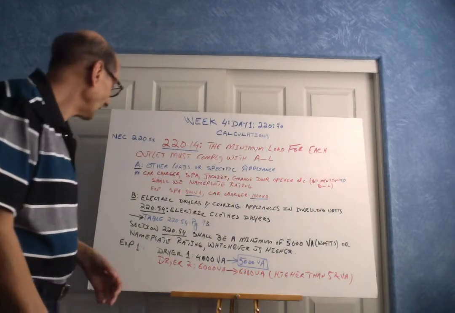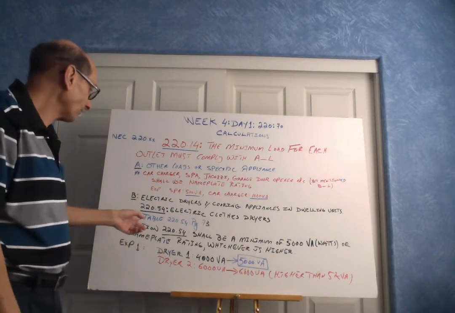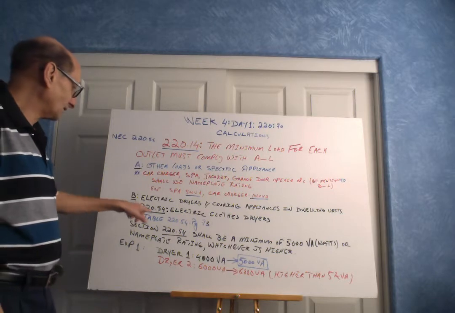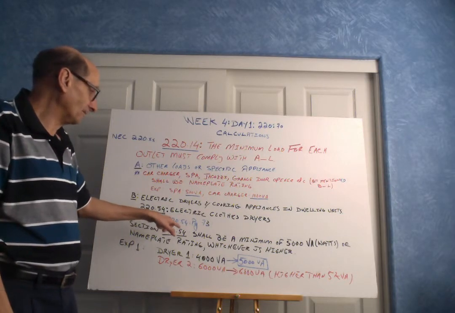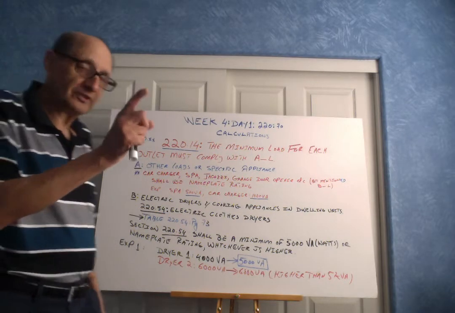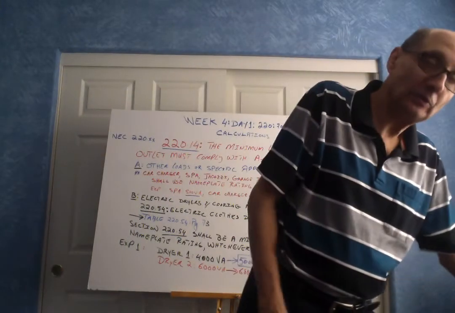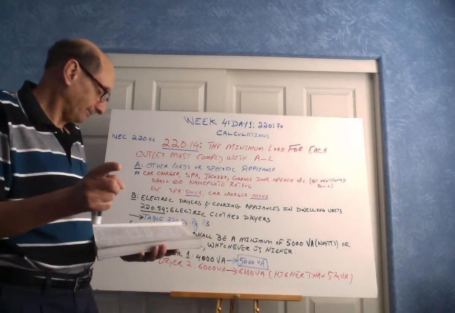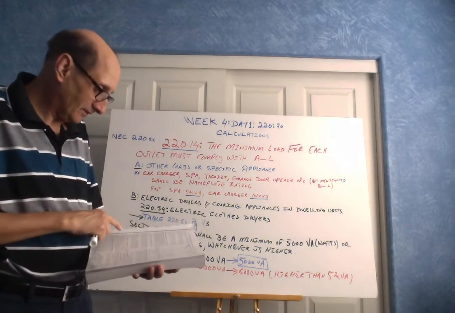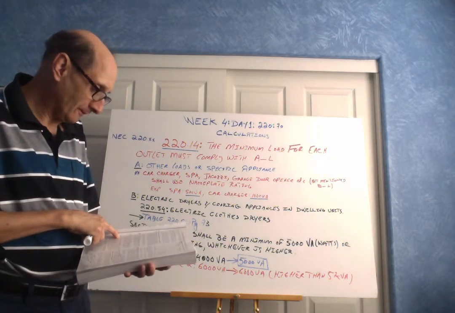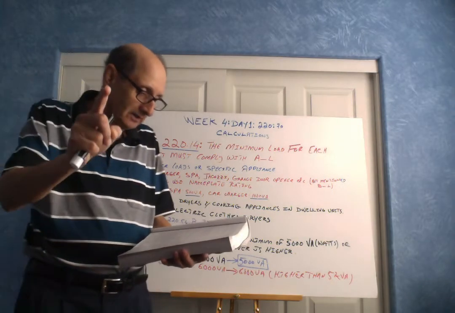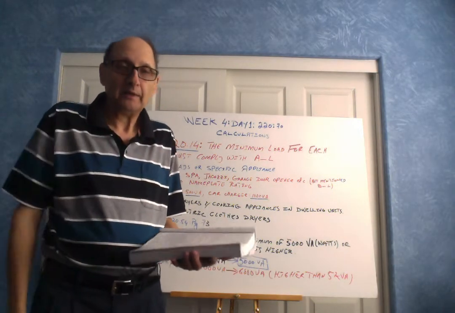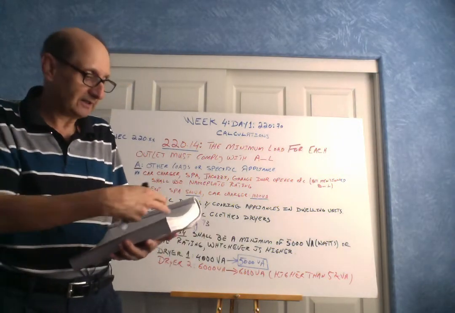Now the next item is, again, section 220.54. Let me read that, then I'm going to explain what it is, because it's very important. On page 73, we have section 220.54, electric clothes dryers. Now some of you may be wondering whether I skipped sections.